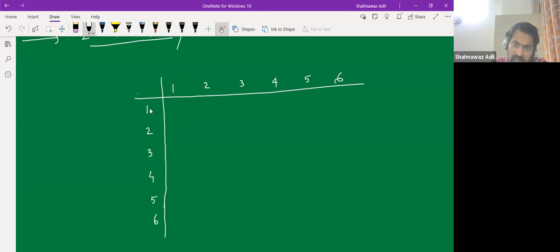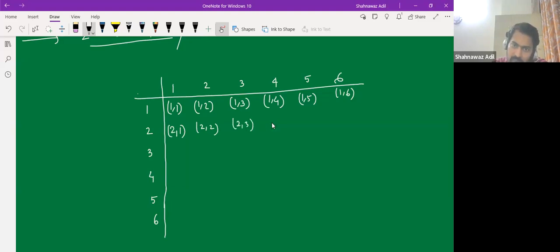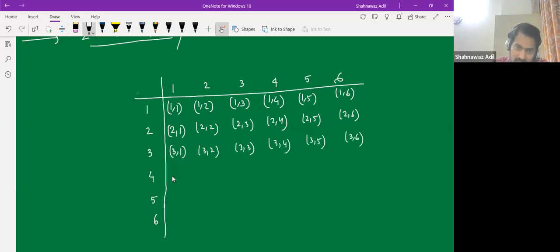So 1 and then comma, all the things: 1,1; 1,2; 1,3; 1,4; 1,5 and 1,6. This is the first row. And then we have the second row, and then the third row. Let me write everything.